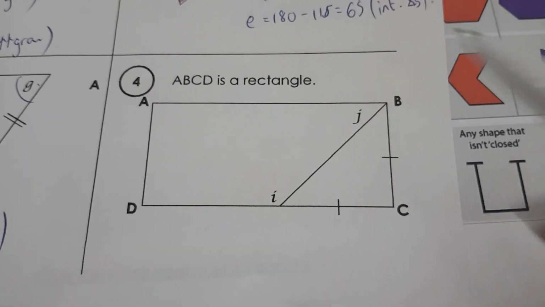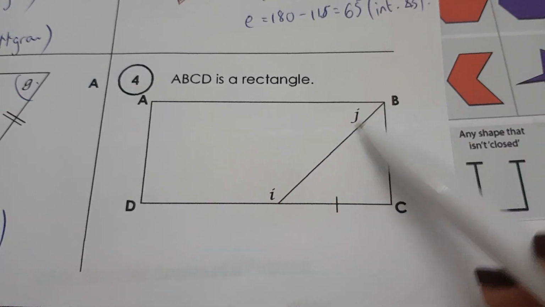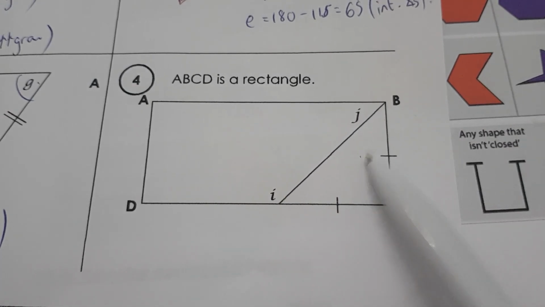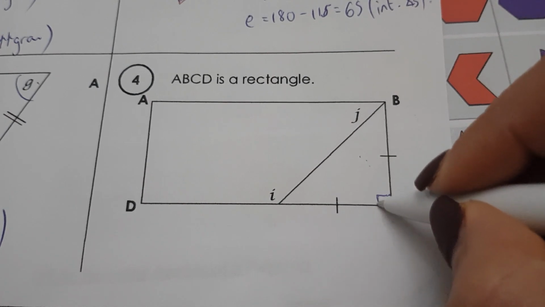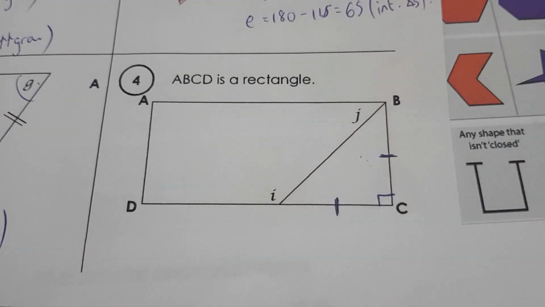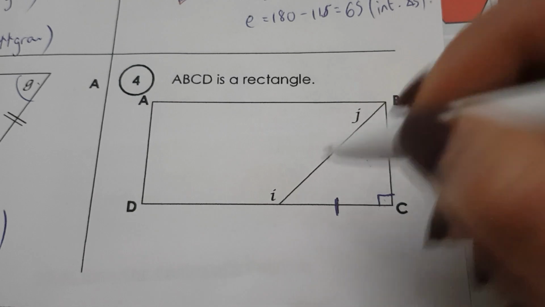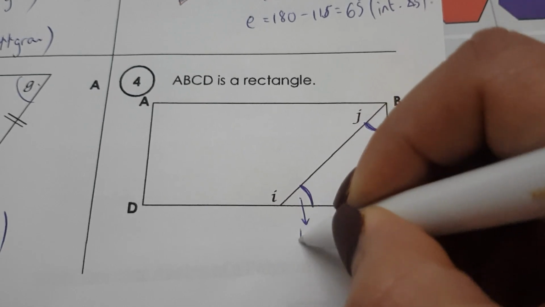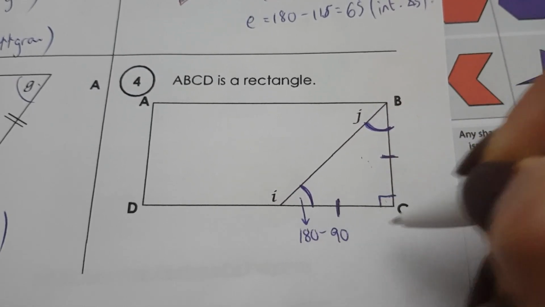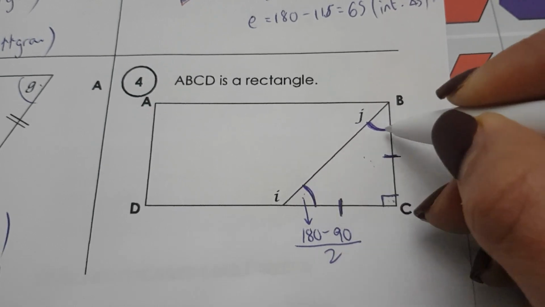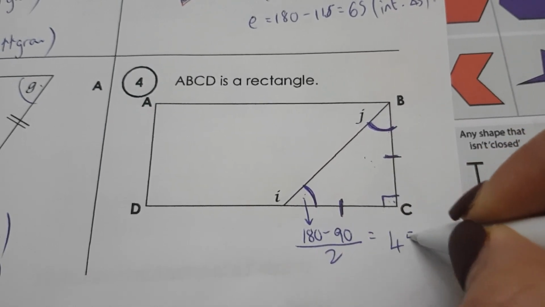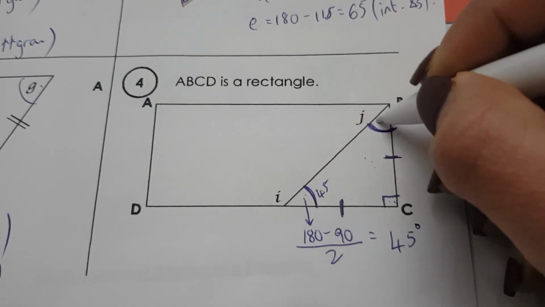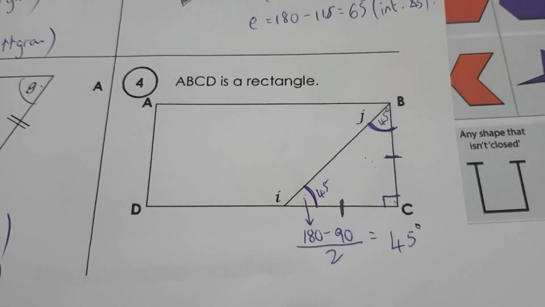Number 4. We have a rectangle and there's a triangle over there. This triangle is particular. Why? It's a right angle triangle and an isosceles as well. So, what do we know? We know that if this is a right angle, this angle over here, which is the same as this angle over here, is 180 minus 90, divided by 2. And that is 45 degrees. That's a special triangle. It's right angled and isosceles. The angles are always like that: 45, 45, and 90.